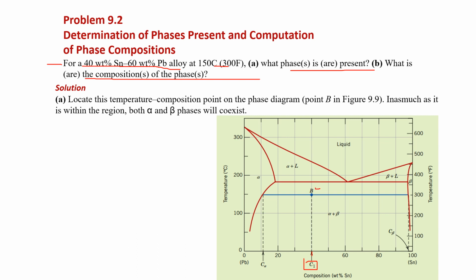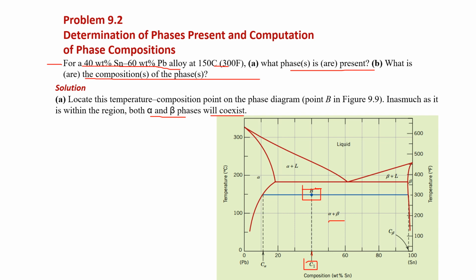So at 40% weight, locate the 40% horizontally. C1 is located horizontally. Draw a vertical line until it reaches 150 degrees centigrade, so that we get a point B. Point B is the point at which we want to find the phases present. Find out in which region this point B is located. This point B is located in the region of alpha plus beta, a two-phase solid region.